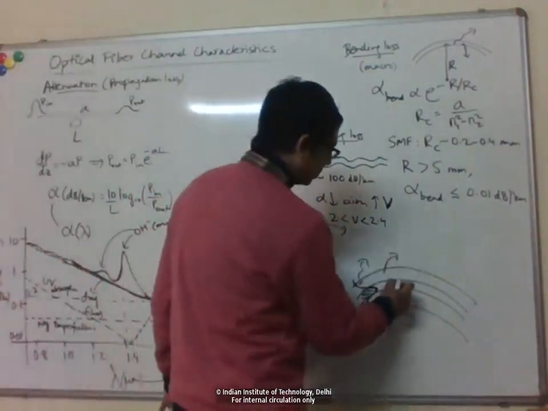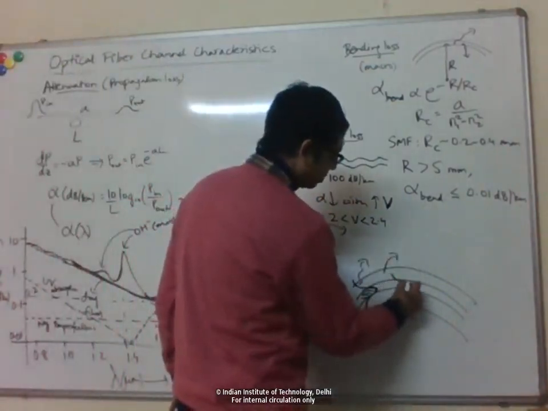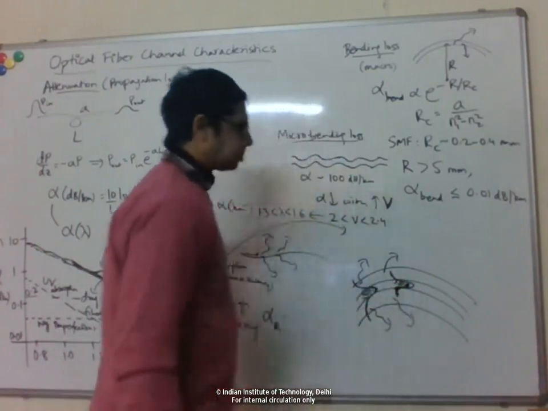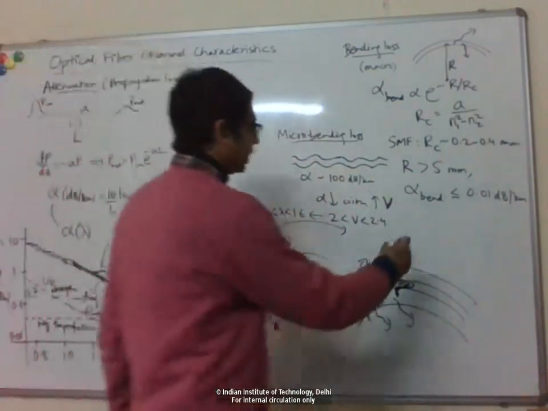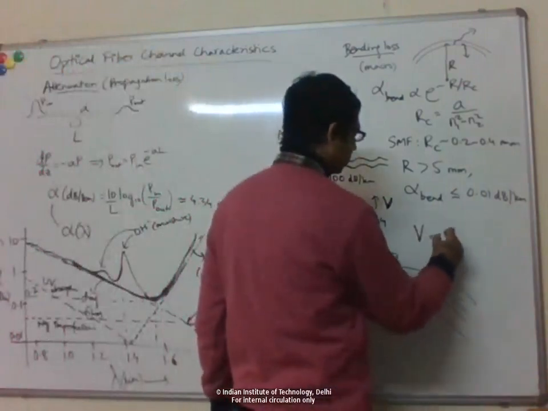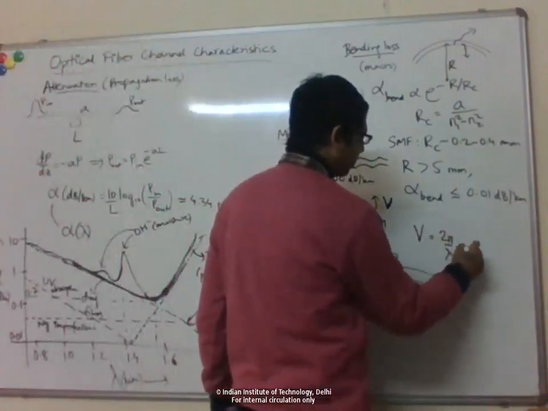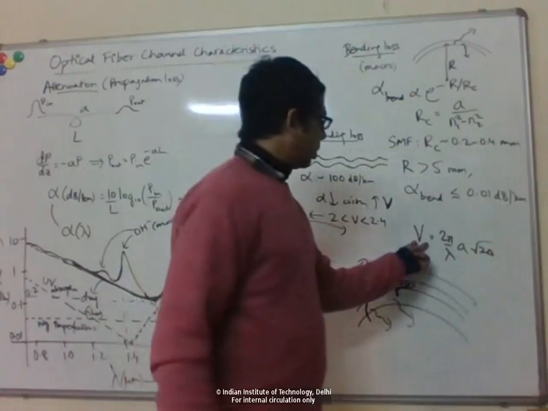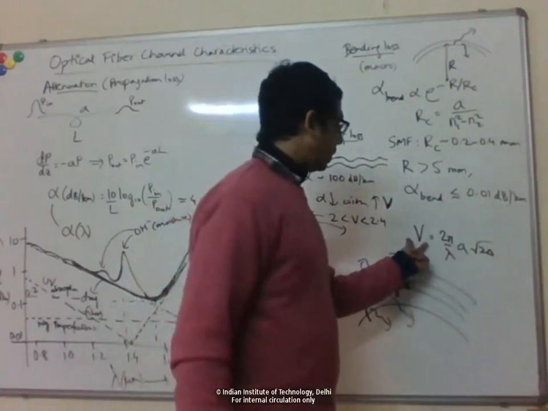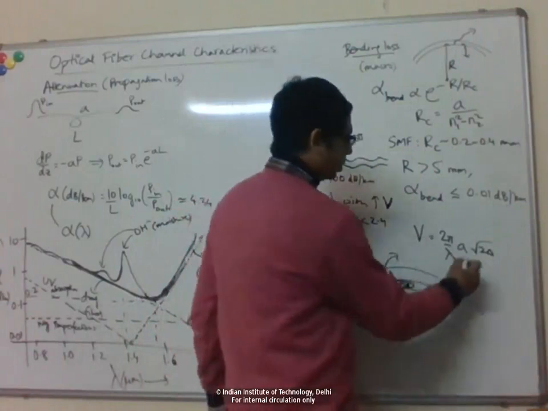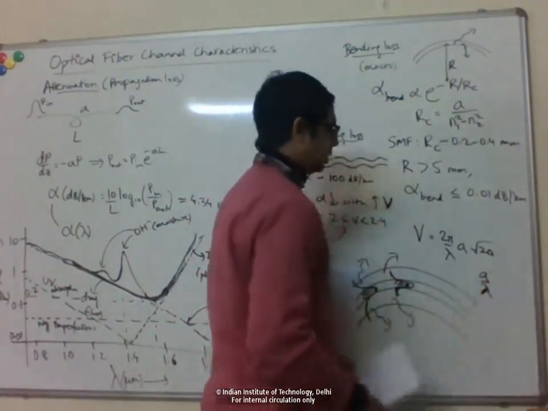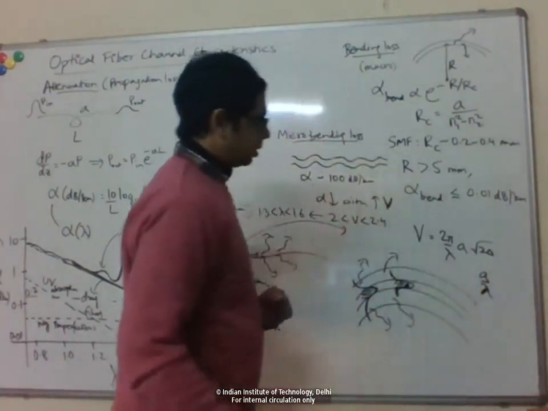So as V number increases, the percentage of the power in the core goes up. So the power leaking into the cladding is smaller. You can think of it like this. V number, as we saw, scales with the core size, right? So a higher V number you can think of as a higher a over lambda, the core size divided by the wavelength of operation, that's higher for a higher V number, right?